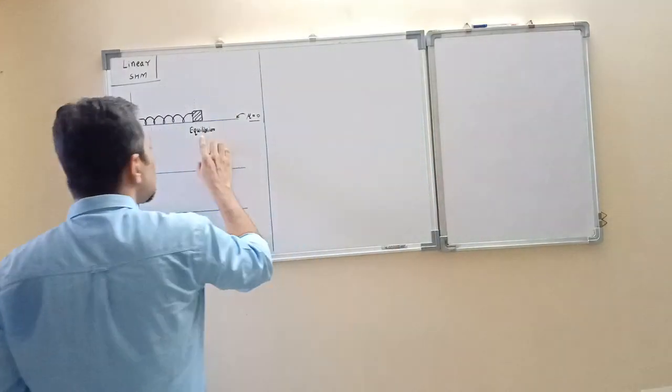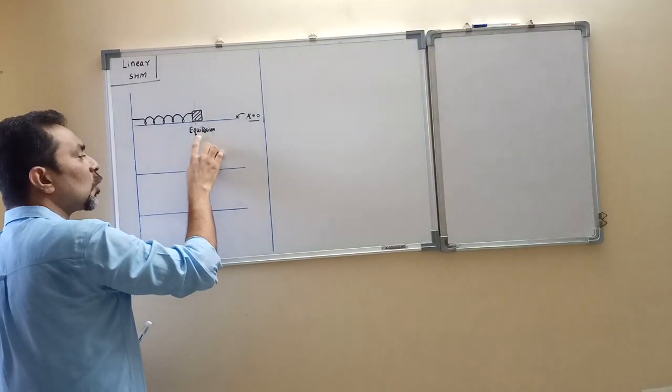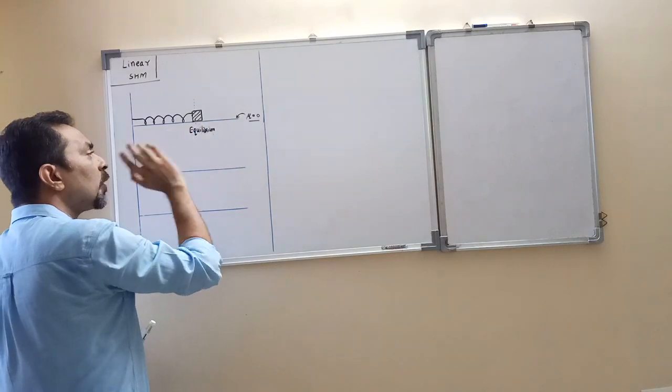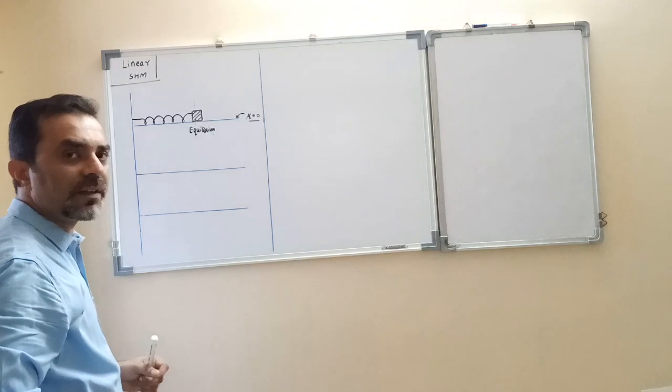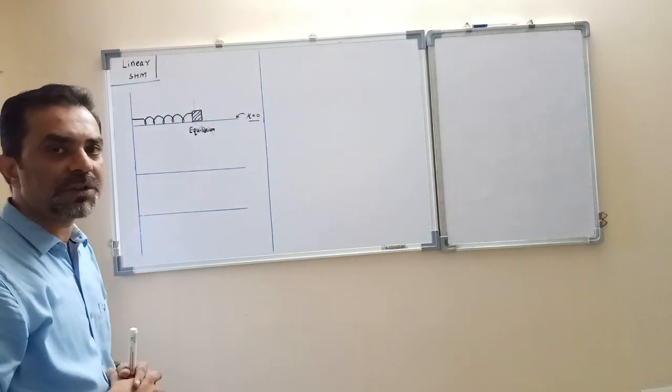Now at this particular position, so called equilibrium position, because on its own naturally spring का length natural length है, this block would like to remain at this position. That's why इसको मैंने equilibrium position बोला.